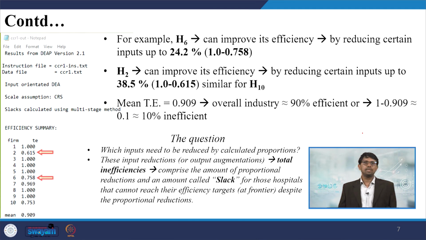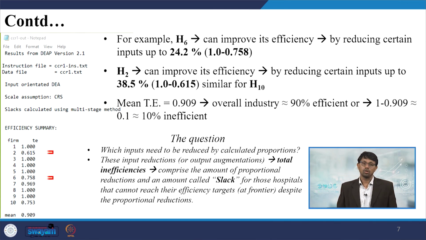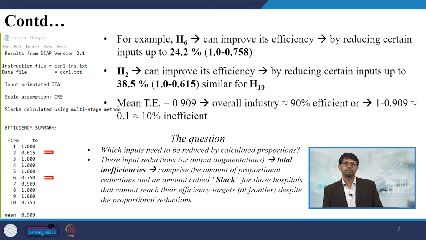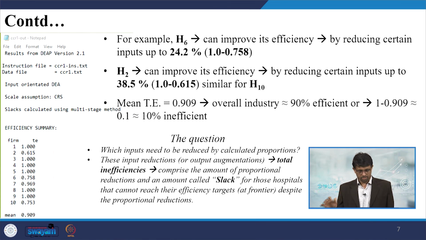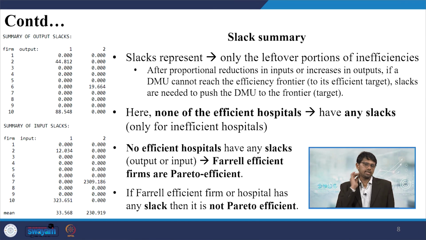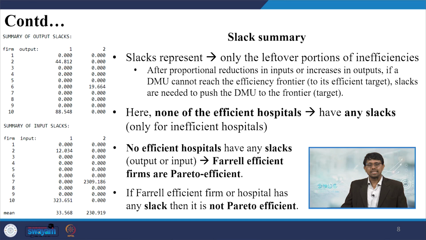Hence, the question is which inputs need to be reduced by calculated proportions. These input reductions or output augmentations, the total inefficiencies, comprise the amount of proportional reductions as well as what are called slacks, for those hospitals that cannot reach their efficiency targets or frontiers despite the proportional reductions. So, we are supposed to utilize the possible slacks, which we already explained the meaning of in our earlier lectures. So, what are those slacks? We will just clarify once again.